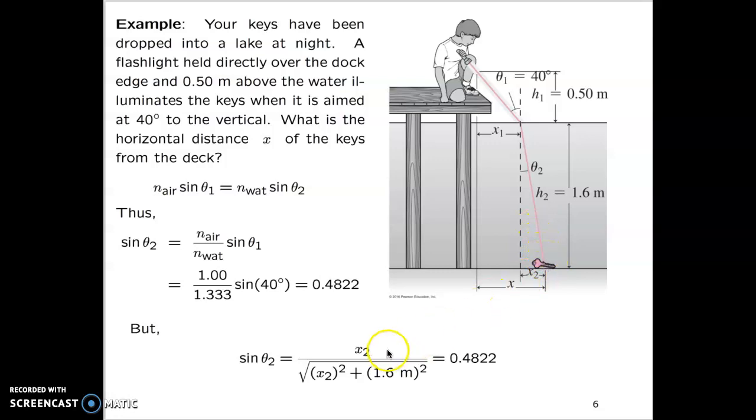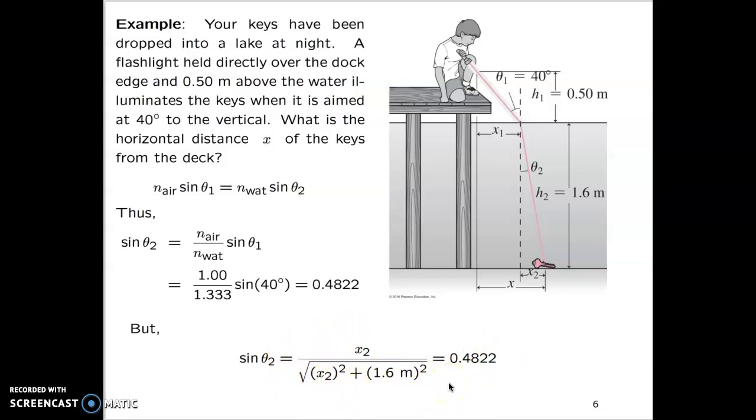So if you think about it, do the trigonometry, x2 is the side of the triangle opposite to the angle theta 2. So you could say that sine of theta 2 is x2, this quantity, divided by the hypotenuse. The hypotenuse, well, we can calculate that using the Pythagorean theorem. So that'll be the square root of x2 squared plus 1.6 meters squared. And what do we know about this quantity? Oh yeah, sine theta 2, we just calculated that. That was 0.4822.